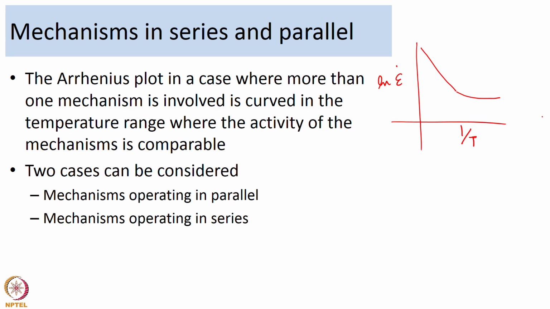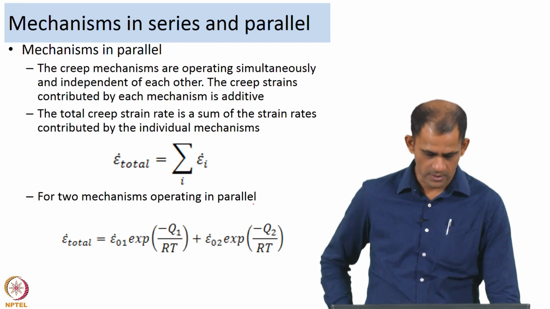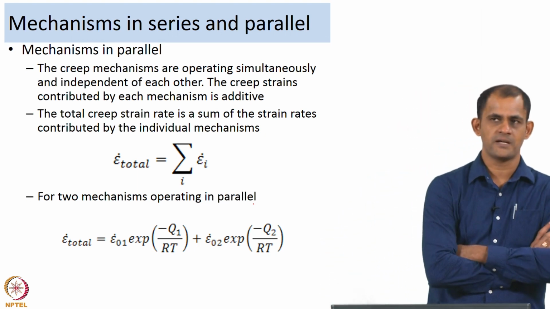of creep. Now, if you have two mechanisms operating, as an example, then these mechanisms could be operating either in parallel or in series. So, what is the meaning of operating in parallel or operating in series? Let us take a look at that. Let us first talk about the case of mechanisms operating in parallel.